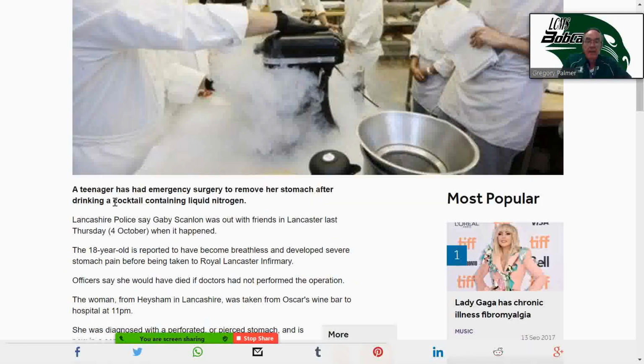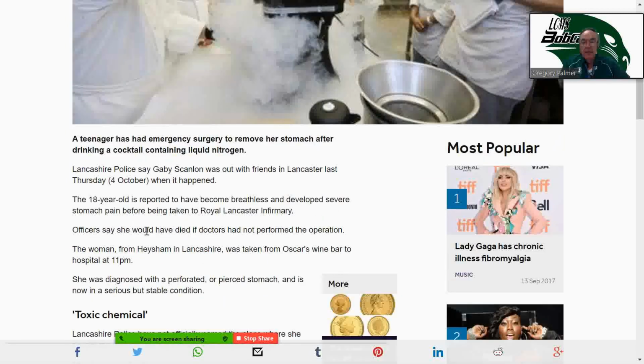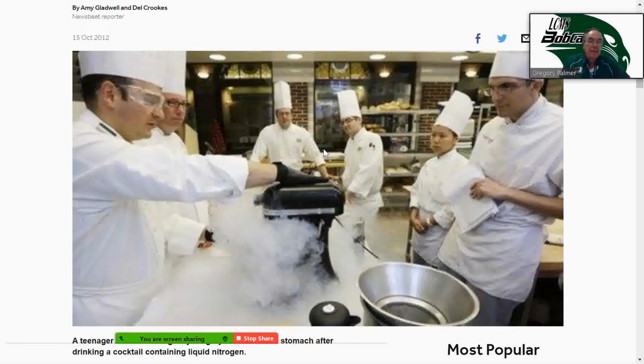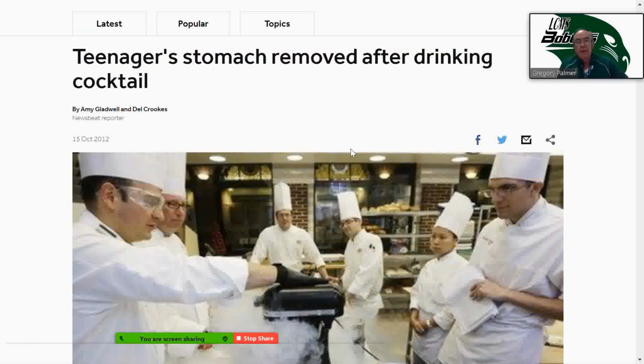So it said the teenager had to have emergency surgery to remove her stomach after drinking the cocktail. She was diagnosed with a perforated or pierced stomach and is now in serious but stable condition. Perforated or pierced is a nice way of the article saying that she blew her tummy up. So you need to pay attention in school and learn about thermal expansion so that you know you don't drink liquid nitrogen if you don't want your tummy to explode.